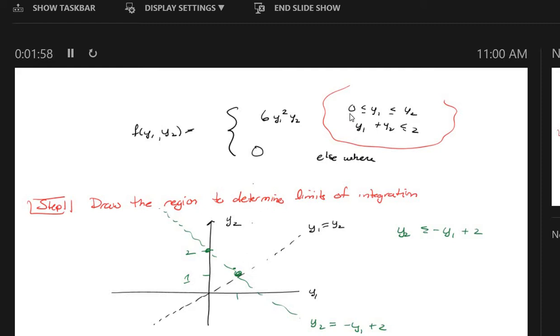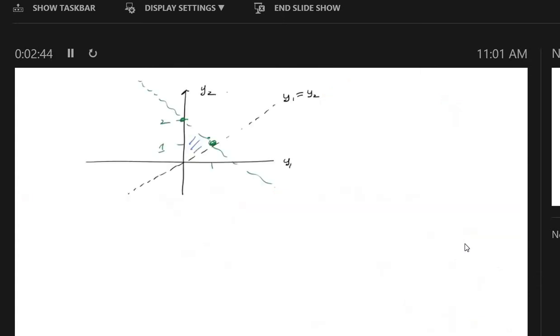So right here, what tells me it's in the first quadrant is that both y1 and y2 are bigger than or equal to 0. Then the second one tells me that y2, which is my y-axis, has to be smaller than or equal to this line. So that's how I read it: y2 has to be smaller than this line. So it's got to be under the green line in the first quadrant, and y2 also has to be above y1. So y2 has to be above this line, below this line, and in the first quadrant. So we get this triangular region here. Good? All right, so that's my picture.